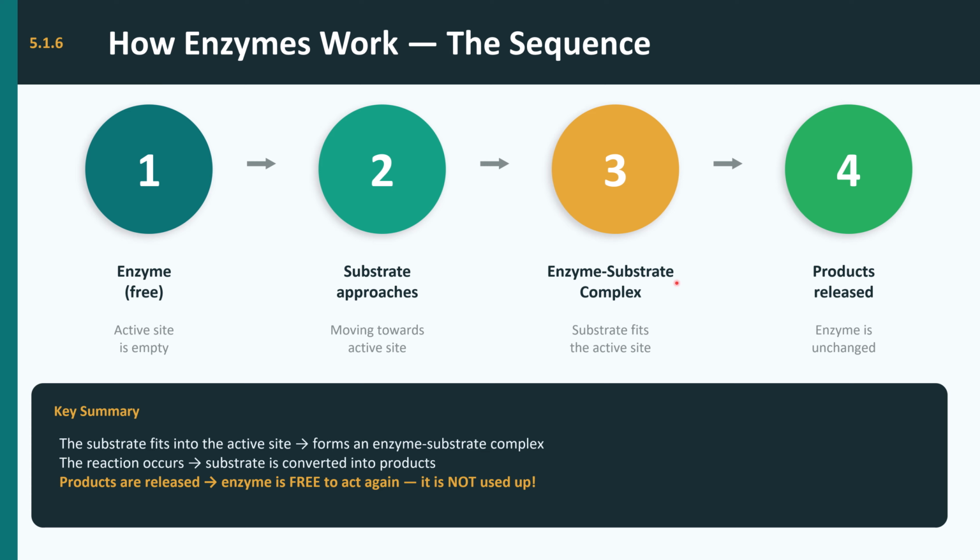Step 3, the enzyme substrate complex. Step 3 is the critical moment. The substrate fits perfectly into the active site, forming what we call the enzyme substrate complex. This is where the chemical bonds are either broken or formed. The enzyme is now actively lowering the activation energy required for the reaction to happen.